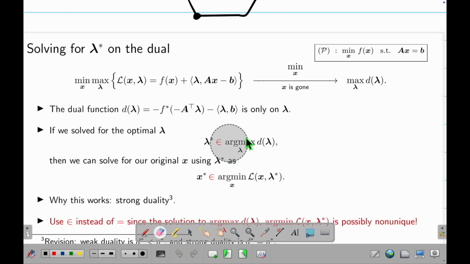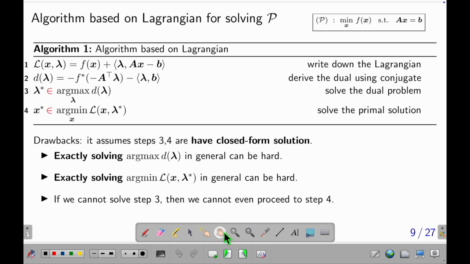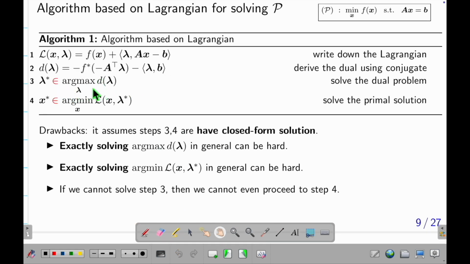So first we need to find the best lambda. What's the best lambda? You just solve this problem by what? Gradient descent, gradient ascent. But this can be non-differentiable, then proximal ascent. Yeah, something like that. So this is the idea: you have lambda, you just solve the thing on lambda only, and then you solve X using the best lambda.